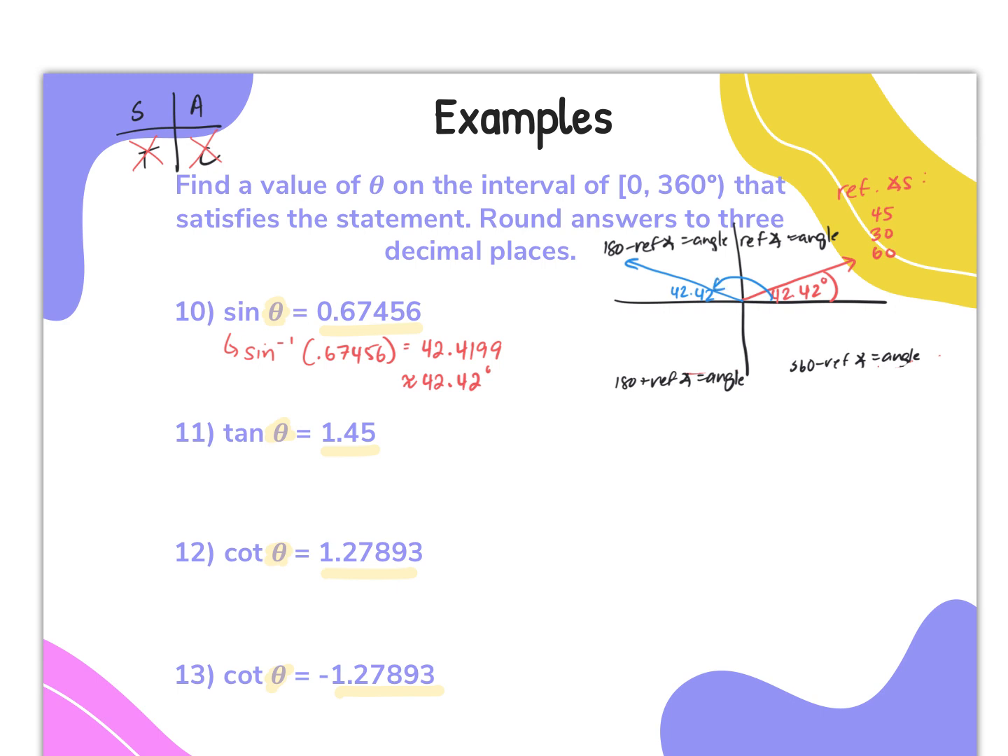If my reference angle is 42.42, then what's this angle? Well, remember that in this quadrant, it's 180 minus the reference angle, and that's going to give me the other degree measure. So 180 minus 42.42, and that tells me that 137.58 degrees is going to be the second angle measure that will give me the same sine. So these are the two angle measures that give me a sine of 0.67456. Okay? And so again, it really requires that you understand the quadrants and where those values will be positive or negative.